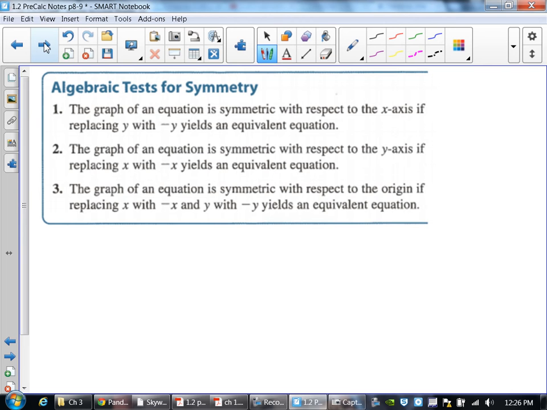Is to use it algebraically. And this is the newer one, the one that looks a little bit weird. When we test something algebraically, if we want to see if something's symmetrical with respect to the x-axis, you replace y with the opposite of y, and the equations are the same. When you do that with the y-axis, you just change the x to the opposite of x, and the equations wind up being the same. Like I said, this looks weird, but when I show you an actual example, you'll be like, oh, that's all you have to do?